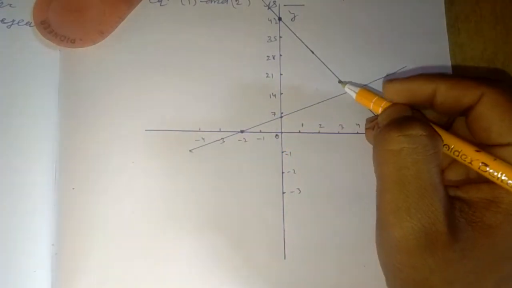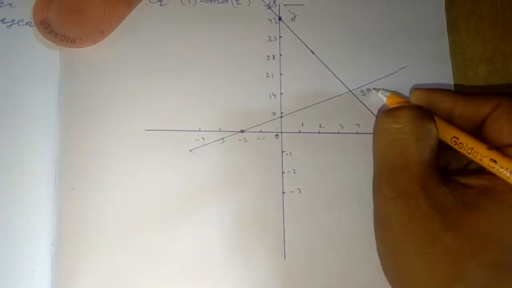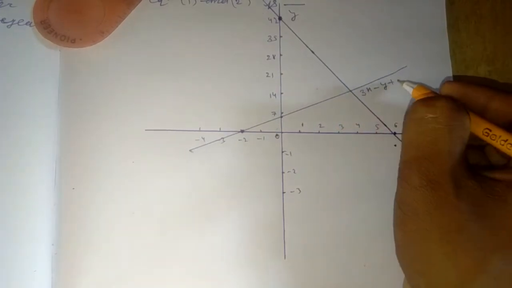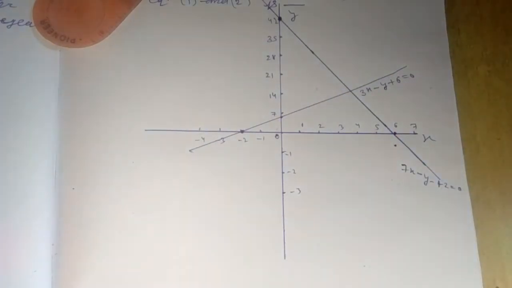So the equation of this line is 3x minus y plus 6. So our question is completed now. Our solution of question number 1 is completed now. Okay, again we will solve the second question.